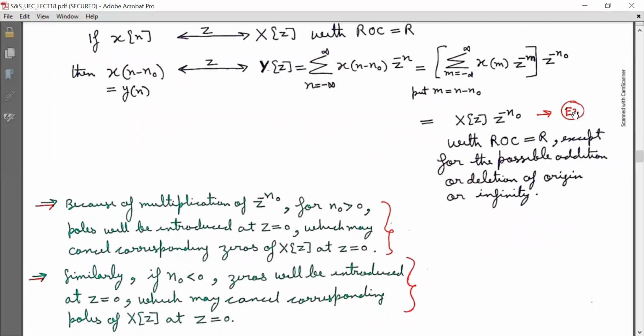Now look at equation E2. Because of the multiplication of z raised to minus n naught, for n naught greater than 0, poles will be introduced at z is equal to 0, which may cancel corresponding zeros of X(z) at z is equal to 0. Very important point. Similarly, if n naught is less than 0 in E2, zeros will be introduced at z is equal to 0, which may cancel corresponding poles of X(z) at z is equal to 0. So you need to be careful while calculating the final answer.